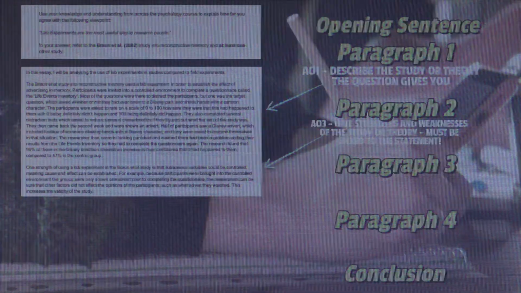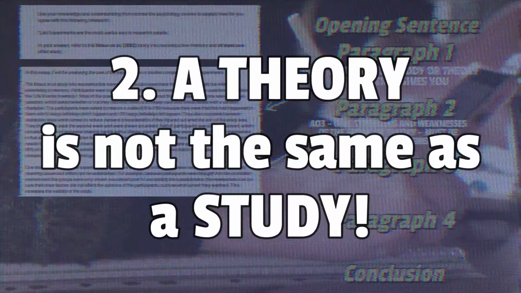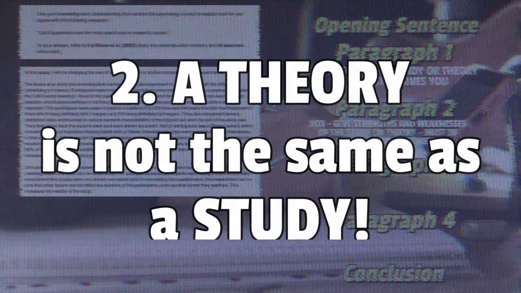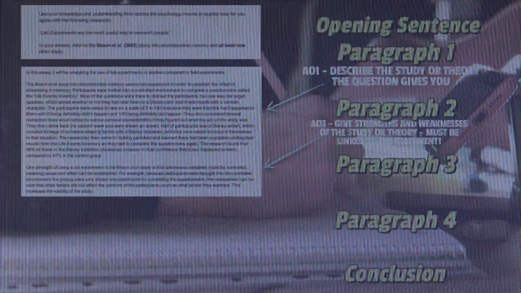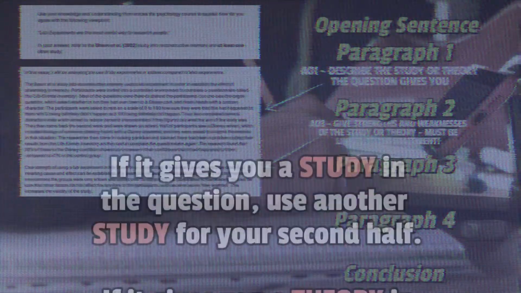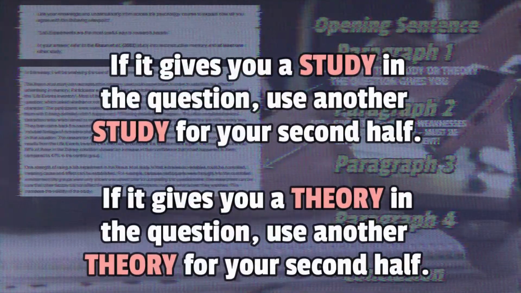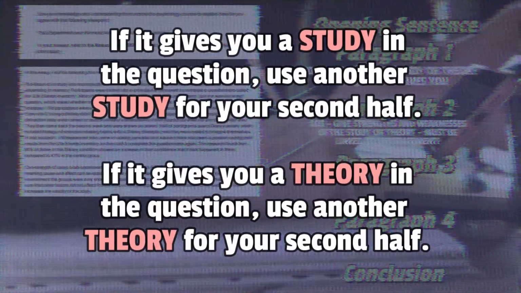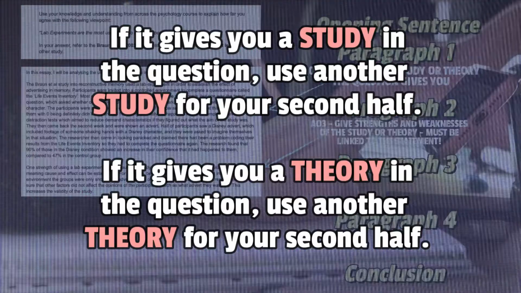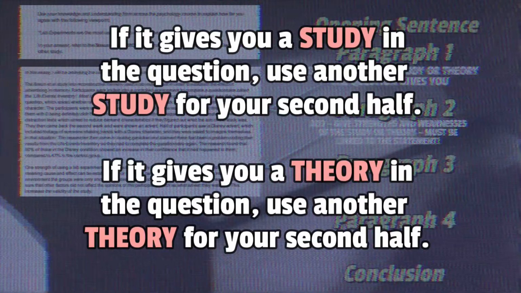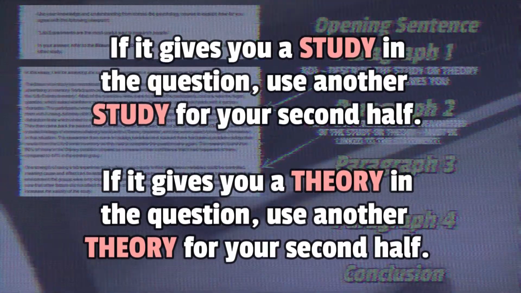And that brings me on to the second massive mistake in 13 markers, and that is that people decide to use a study and theory interchangeably. What I mean by that is that when it gives you a study such as Braun et al., you can't then bring in a theory like social learning theory or Eysenck's theory. You must talk about a study. Where it says Braun here, it could give us a theory like the multi-store model or social learning theory. If it did that, I would only be allowed to talk about theories instead.